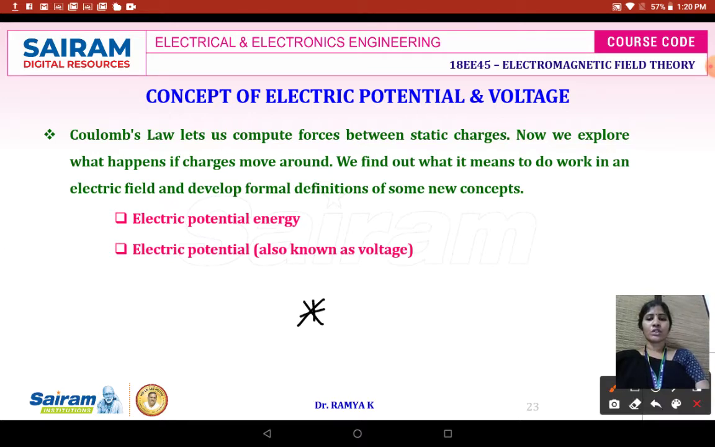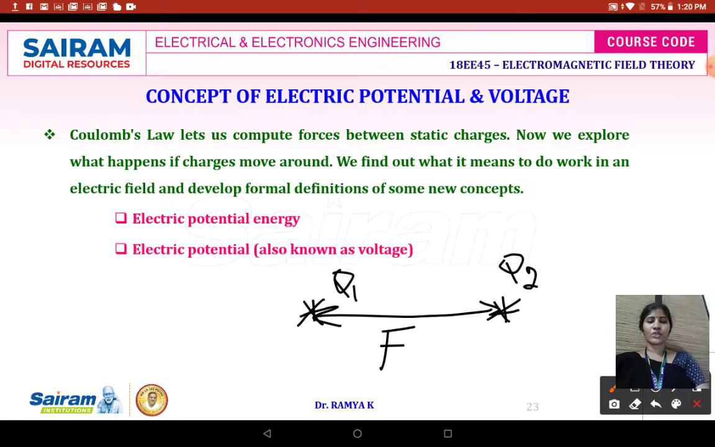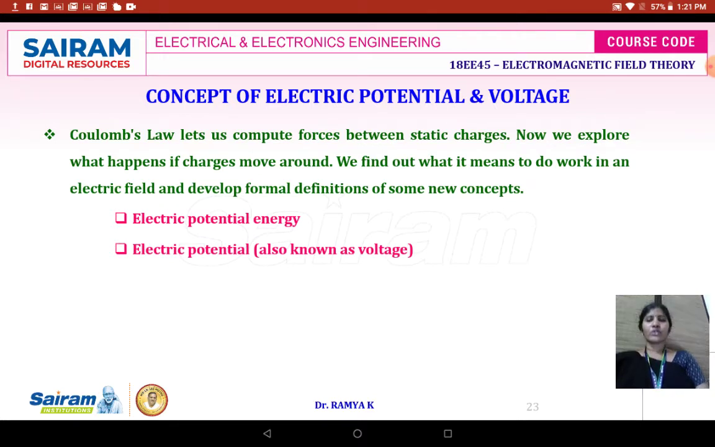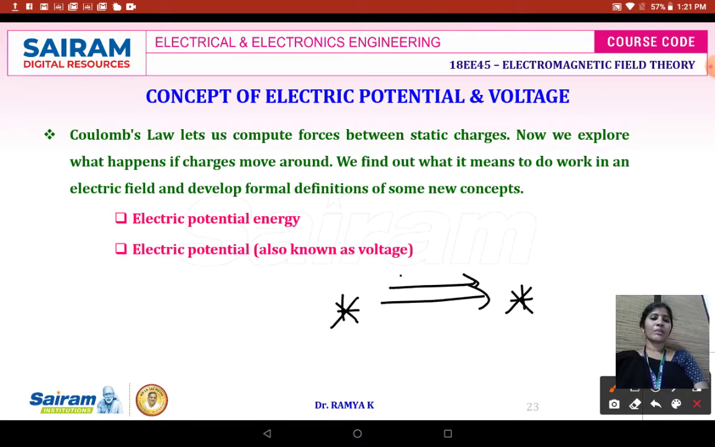Consider two charges, Q1 and Q2. In between the two charges, depending upon polarity, the force is experienced. It could either be an attractive force or it could be a repulsive force. It depends upon the charge available at point A and at point B. This force acting on any one unit positive test charge is going to be your electric field intensity. Hence, when two charges are available, in between the two charges, there is availability of electric field and force.